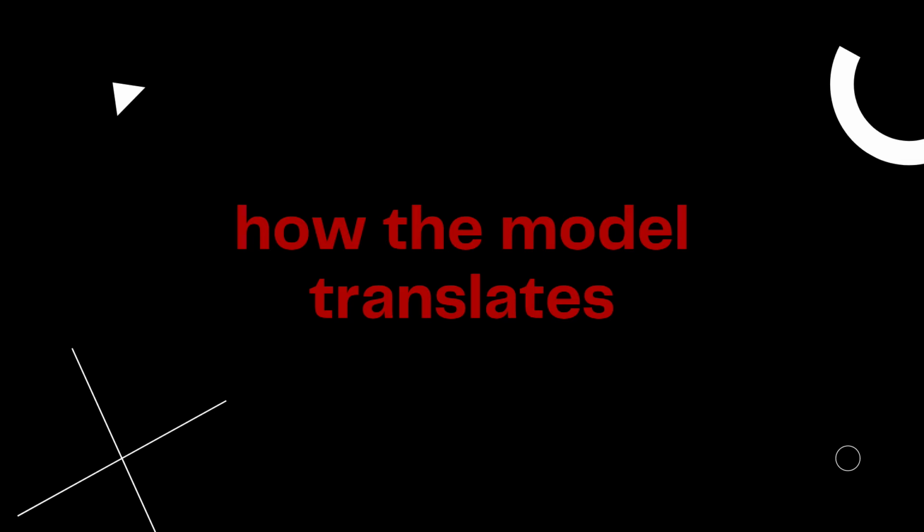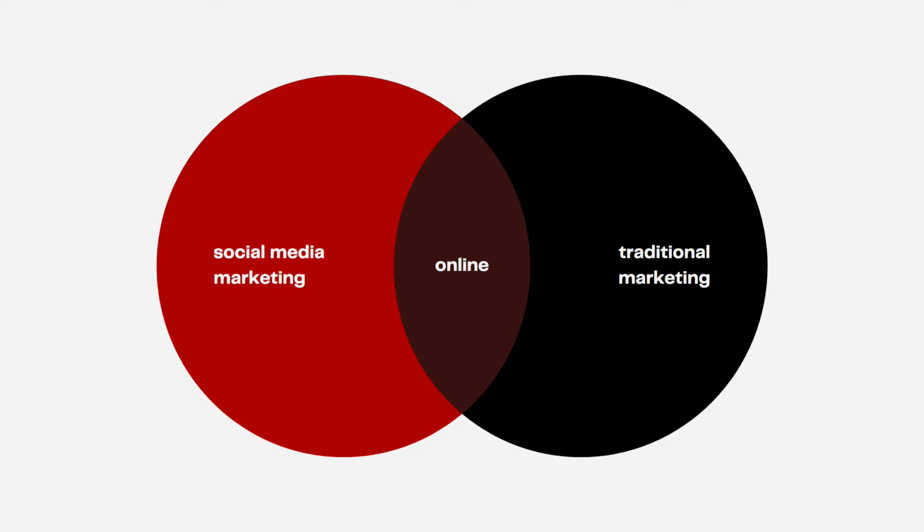So here's how the model translates between digital and traditional marketing. Social media marketing and traditional marketing. We call it social media marketing because that's the actual medium where you can be involved in the marketing process. When I talk about focusing on your customers, actually getting on Facebook and talking to them and replying to comments, things like that, that's social media marketing. You're publishing a post, people are replying and engaging with the post, and then you're engaging back with them.